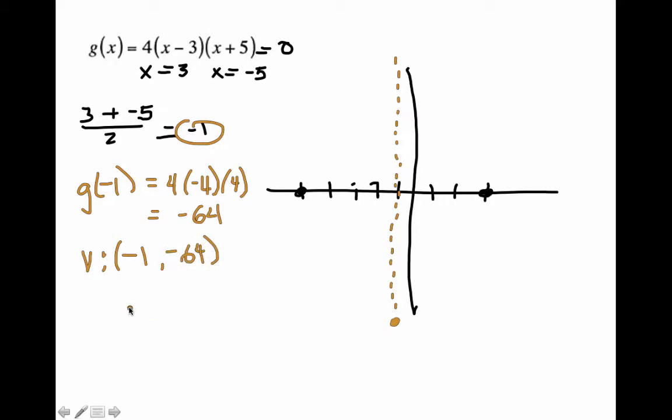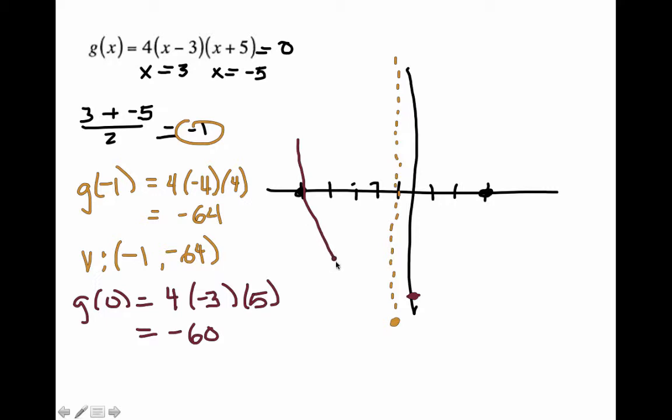Another important point with any quadratic would be the y-intercept. Really any function, if you can find a y-intercept. That's g of 0. So to find g of 0, I plug in 0 and I get 4 times negative 3 times positive 5. That's negative 15 times 4, or 20 times negative 3. Either way, you get negative 60. That would be up here, obviously above negative 64. So now I do my best to sketch that graph.